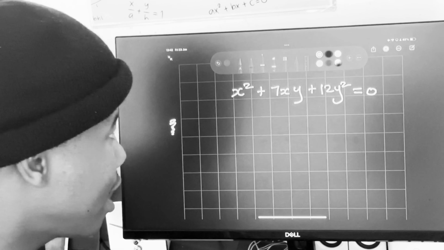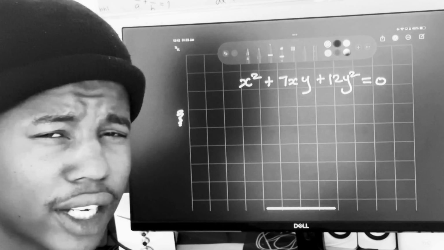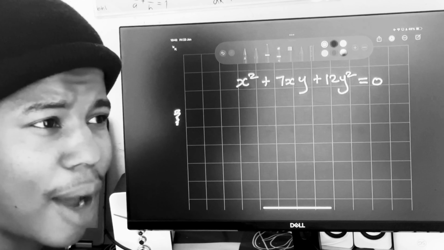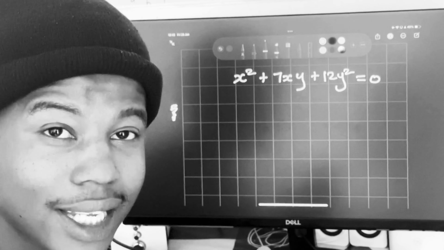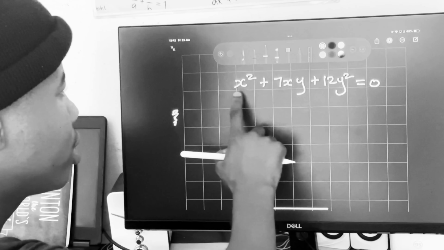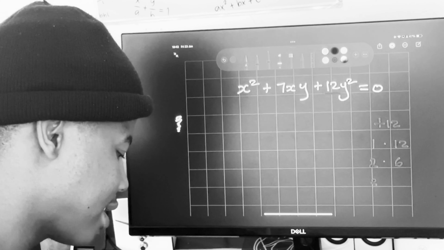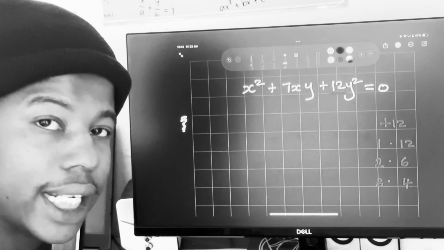So ladies and gentlemen, I see three terms here. And when I see three terms, I'm always going to be thinking about factorizing a trinomial. I'm not sure what the solution to this question will be, but I'm just following the fundamentals that I've learned along the way. Let's see. So I'm going to try to factorize this. I'm going to take this number, which is positive 12, and break it down into all its possible factors. It's 1 times 12, 2 times 6, 3 times 4.